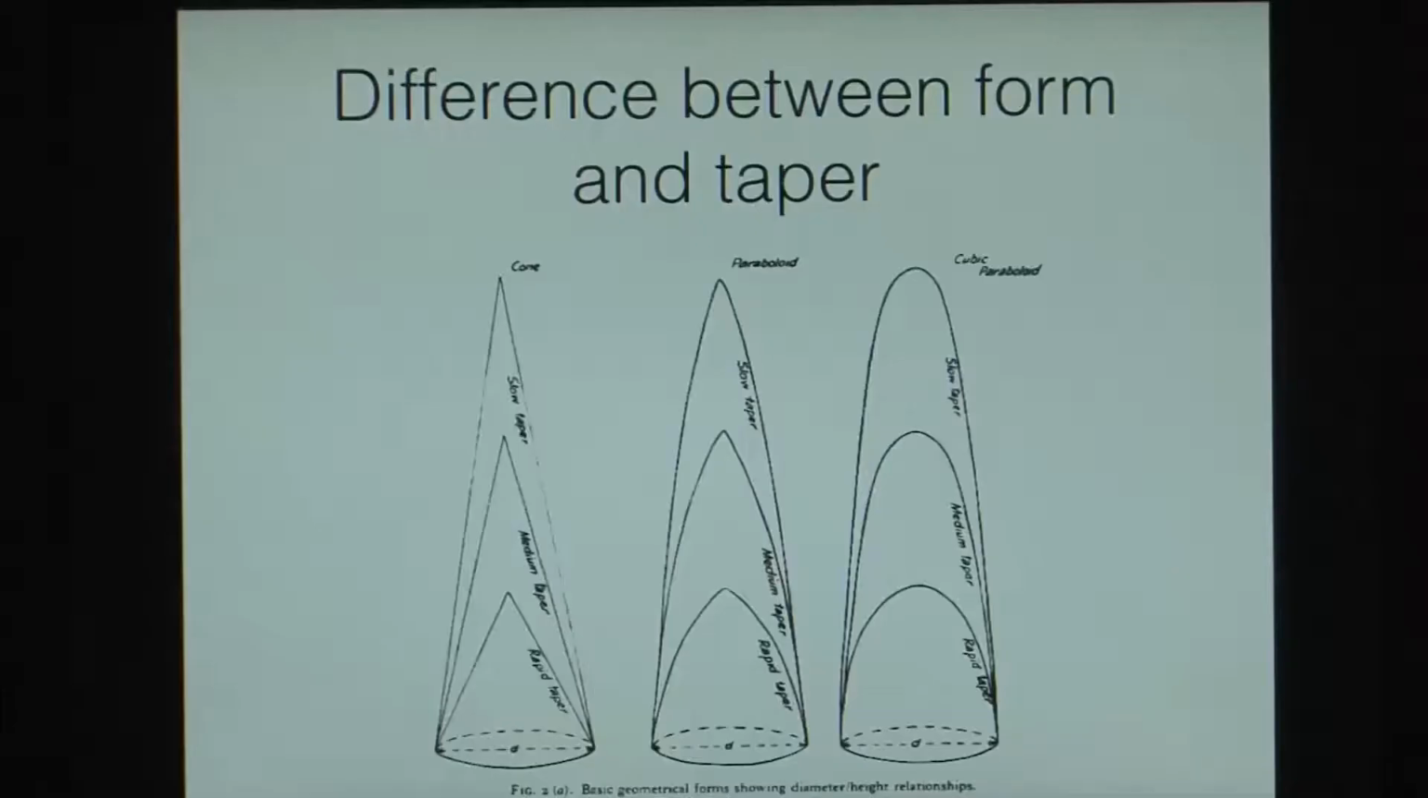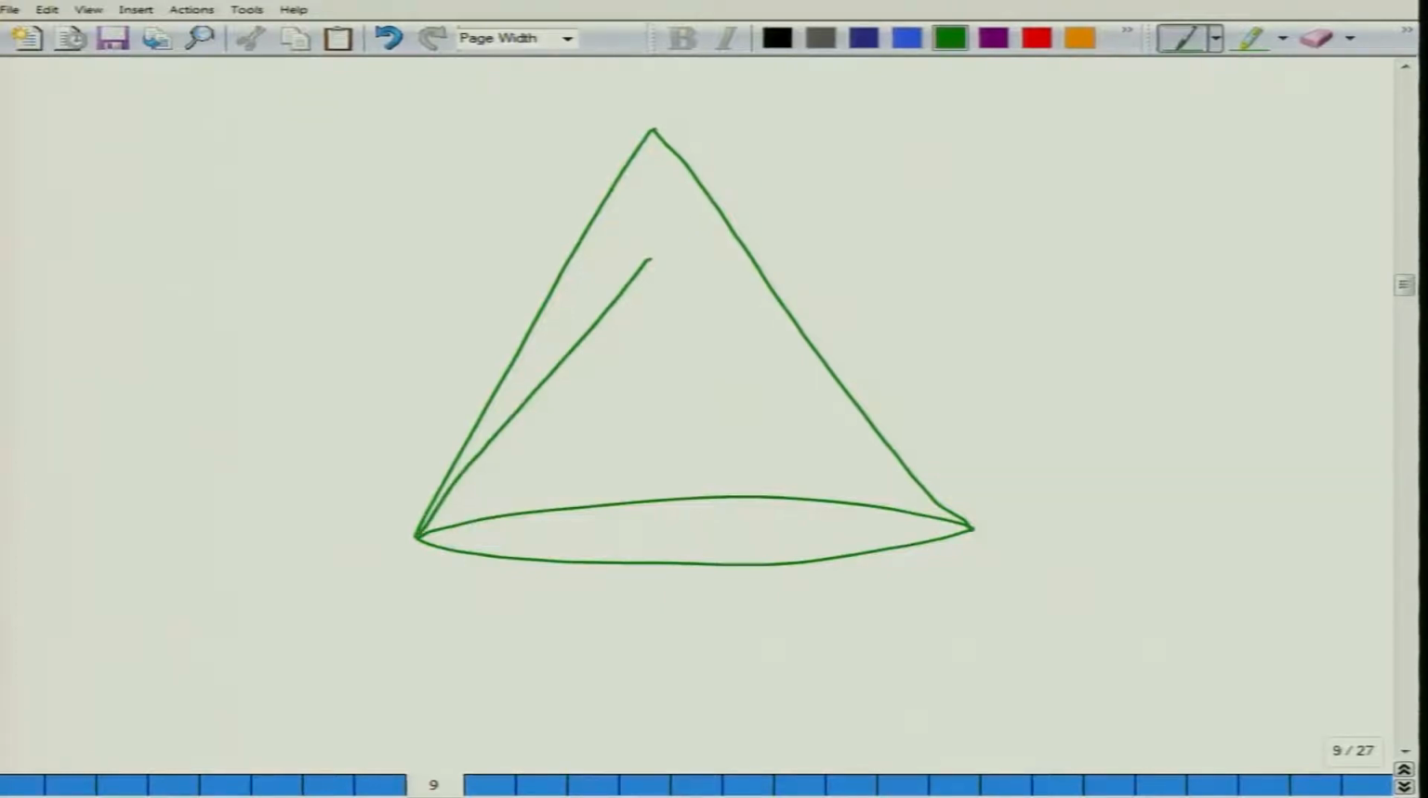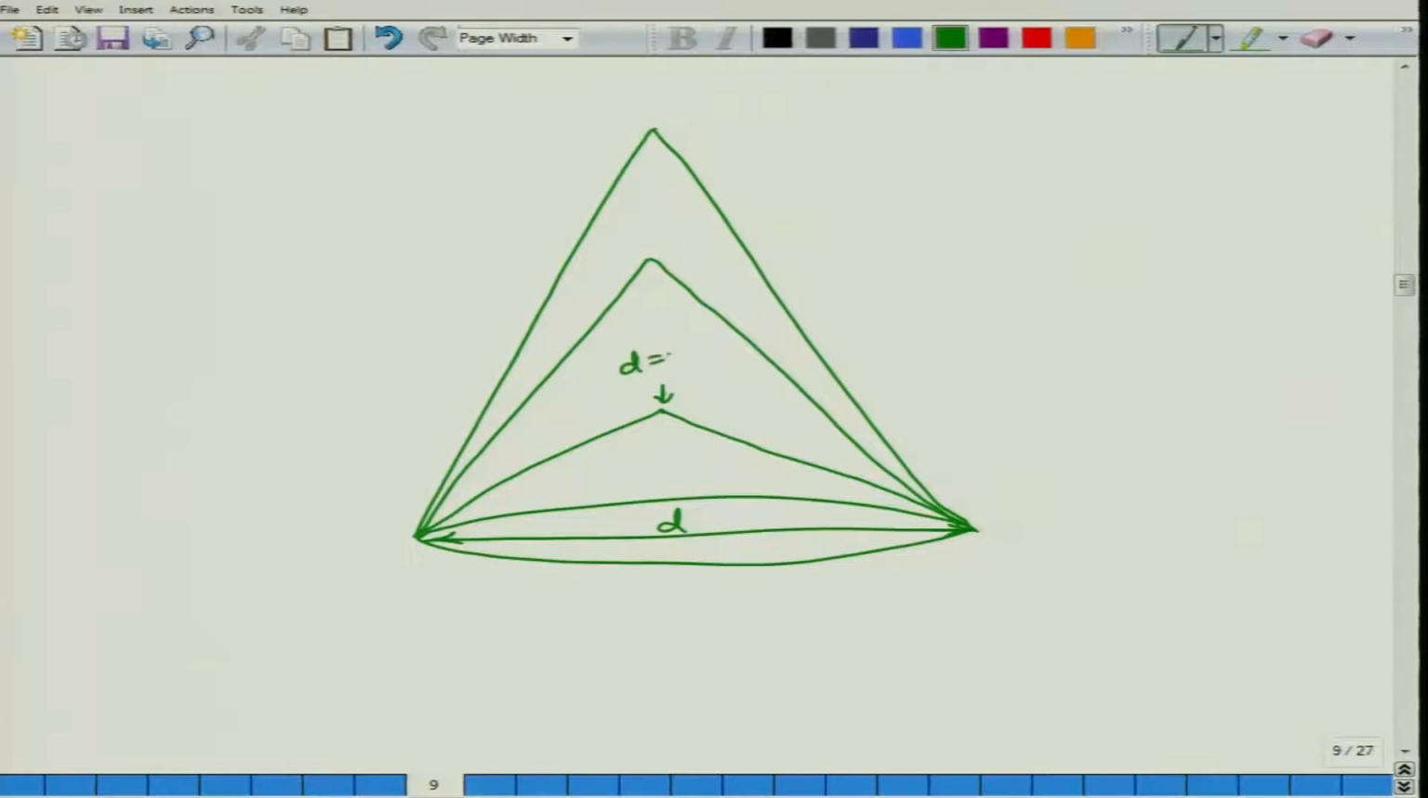Again looking back at the image, we see that these forms have different amounts of taper. Let us concentrate on the very left side figure, which is the conical figure. In this figure, we are seeing three different figures. All these three have the same base, but they are moving like this and like this. Let us consider that the diameter here is d, and the diameter at this point would be d equal to 0, here it is d equal to d1.